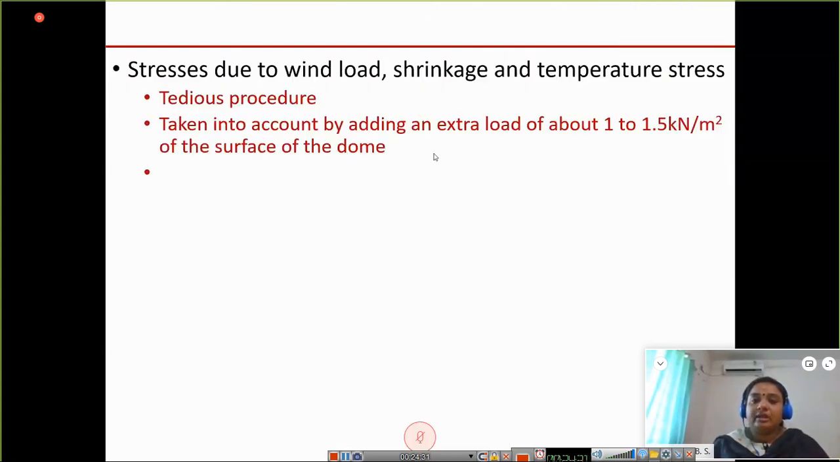So the stresses due to shrinkage, wind load, temperature stresses, the analysis of that is actually very tedious. So what we do generally is we take an extra loading of say 1 to 1.5 kilonewton per meter square over the surface of the dome. So this is kilonewton per meter square. So please understand that this is the small w value. So in addition to the self-weight w that we calculate, you need to add this for wind load, shrinkage and temperature stress.